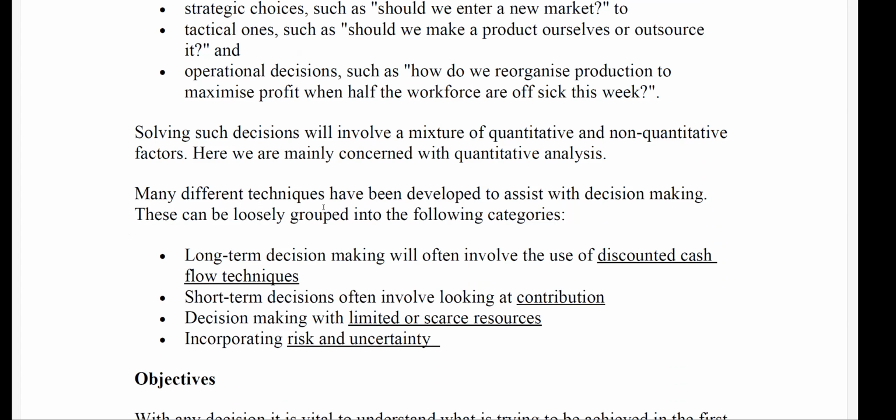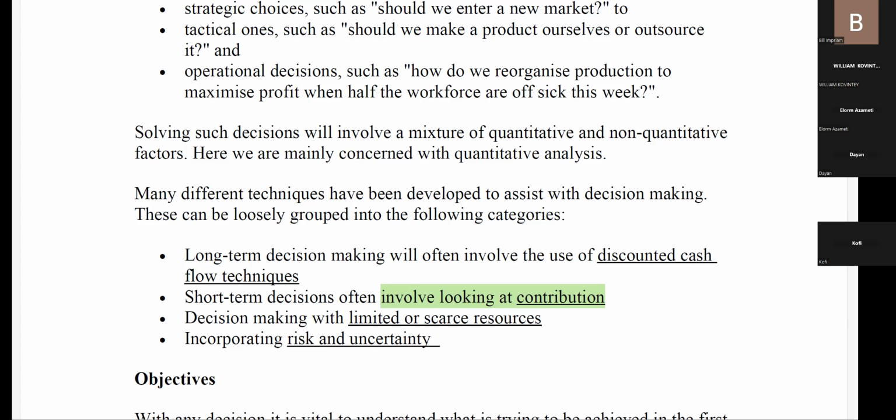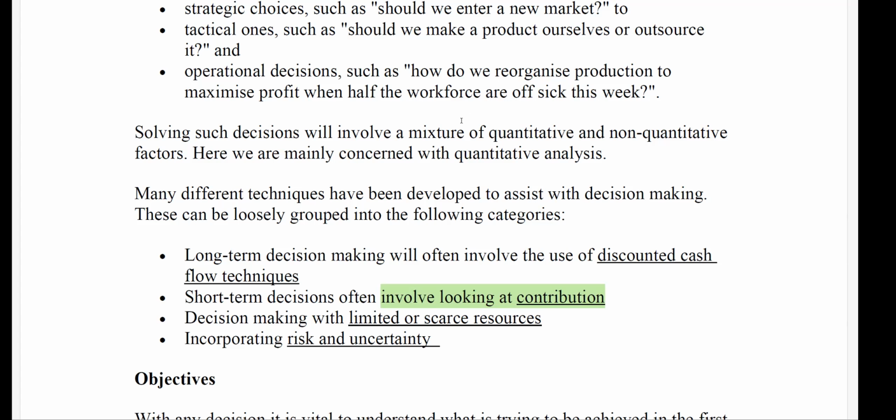Then we have short-term decisions, which involve looking at what? What's the word there? Contribution. So you remember that straight from the start, I told you that anytime it comes to management accounting, anytime you have to take any decision in management accounting, think about what? The contribution. Because contribution is a profit which can cover fixed costs.